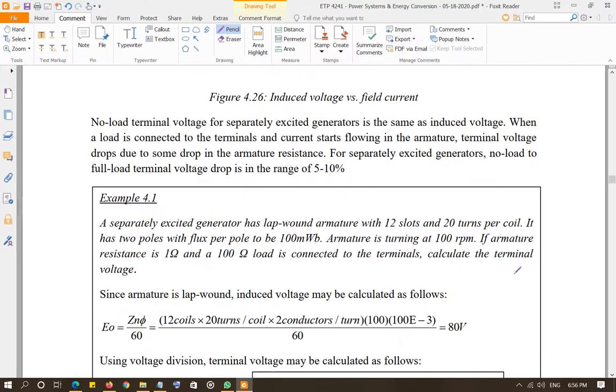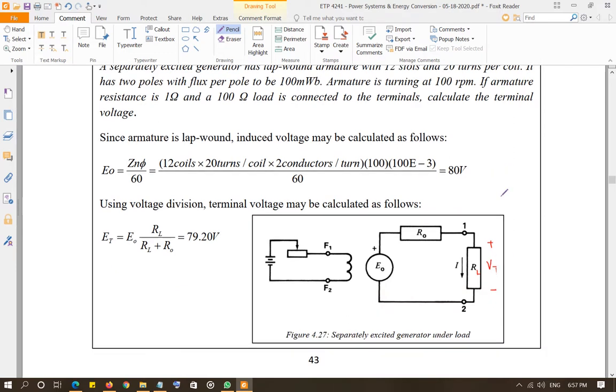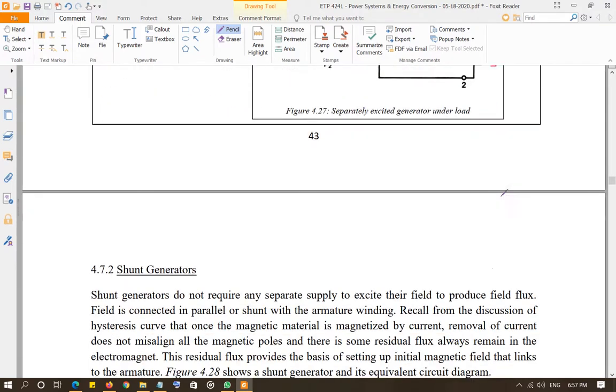Go over this 4.1 example. It's a pretty straightforward example. You're using voltage division to find the terminal voltage in the presence of the load, so you will understand it. It's pretty straightforward.